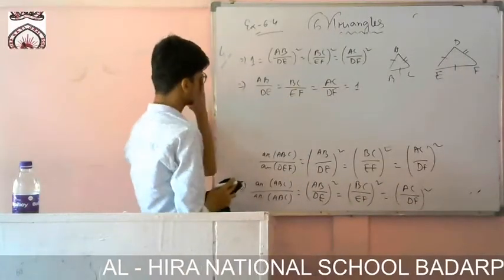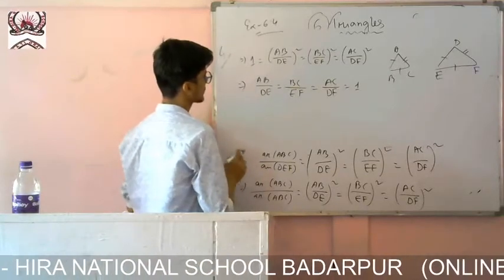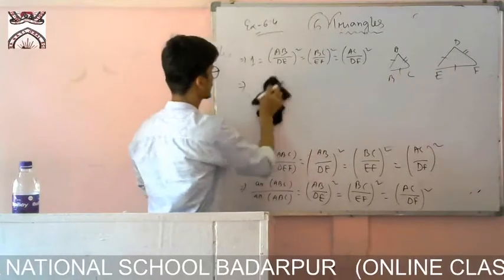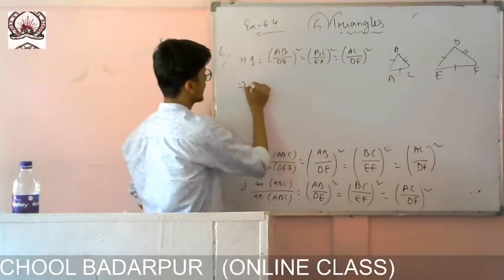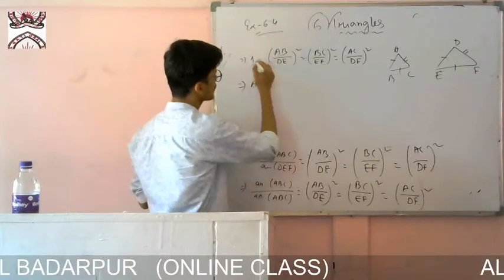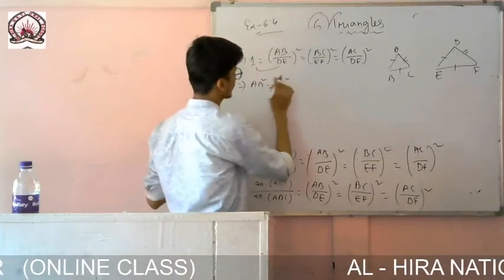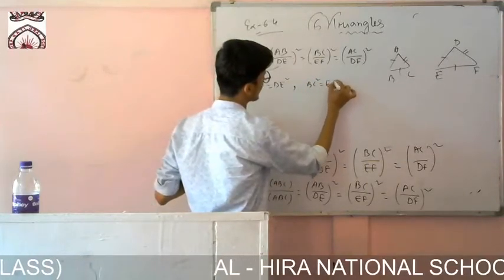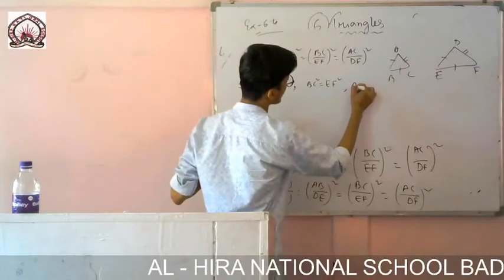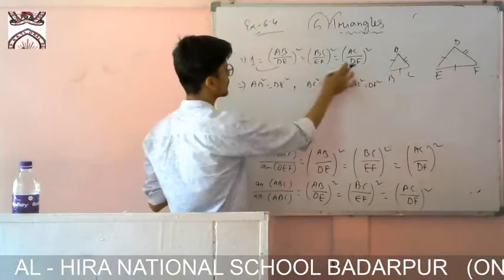Or you can write it like this, it will be better. Just compare it: AB square equals DE square if I compare it with one; another one will be BC square equals EF square; another one will be AC square equals DF square. One by one I am comparing.